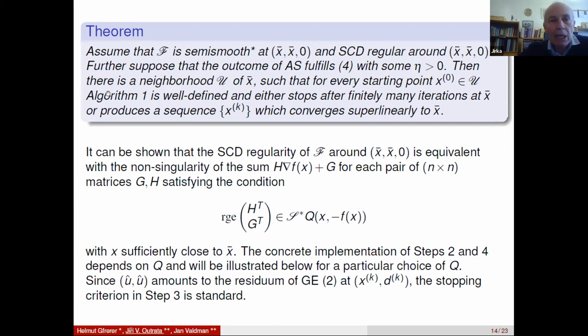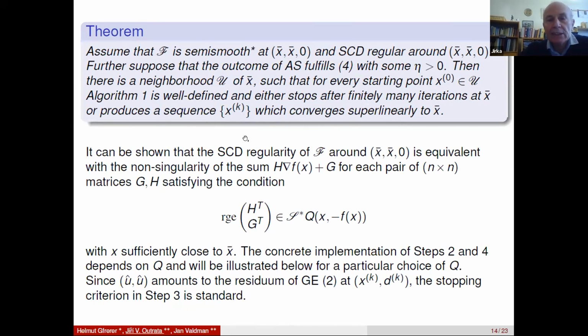Then we claim that there is a neighborhood U of x bar, such that if we start our iteration process at a point x0 belonging to this neighborhood, then our algorithm is well defined and either stops after finitely many iterations or produces a sequence xk which converges superlinearly to the solution.